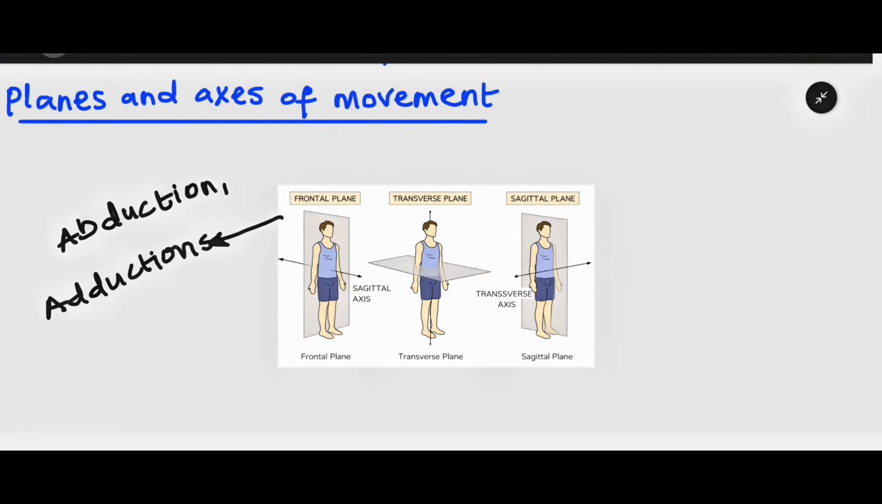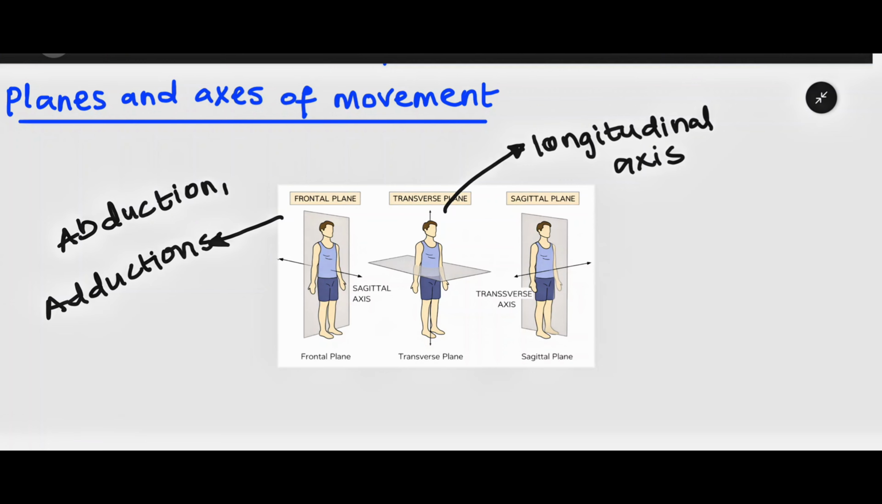Next, we have the transverse plane, which splits the body into top and bottom, as we can see here. And the transverse plane is coupled with the longitudinal axis. The way you spell that is longitudinal axis, which goes from the head to the toe straight through the body.